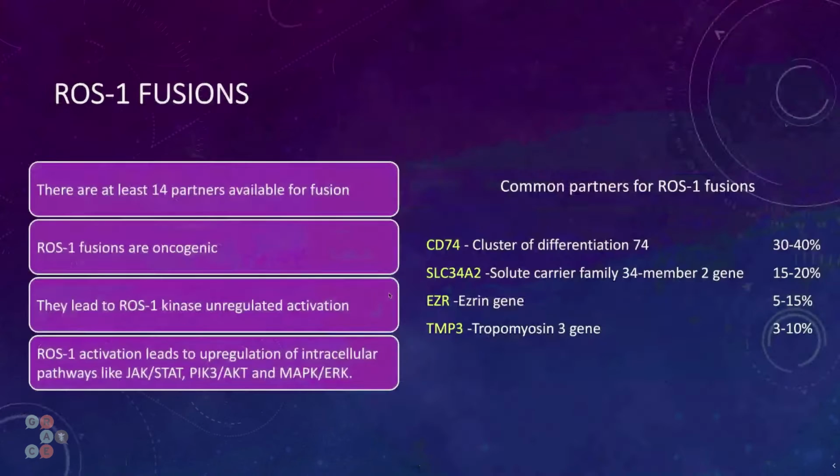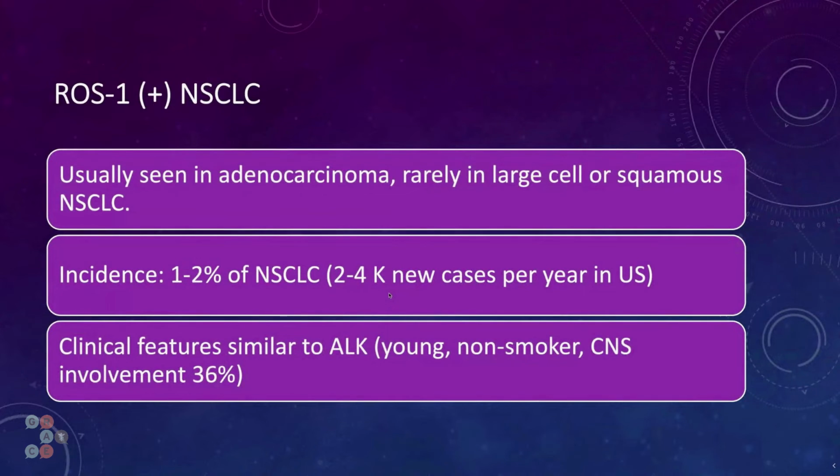So I'm going backwards. These fusions are usually seen in adenocarcinoma histology, very rarely in other histologies like large cell or squamous. The incidence of ROS1 rearrangement is 1 to 2% of non-small cell lung cancer. If you do the math based on the numbers we saw in 2021, for example, we should be seeing anywhere between 2,000 and 4,000 new cases of ROS1 fusion non-small cell lung cancer every year in the United States.